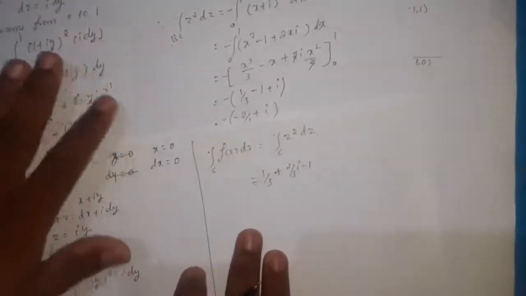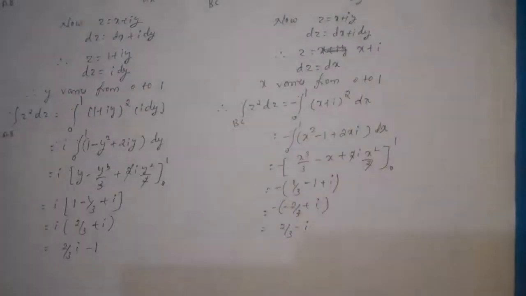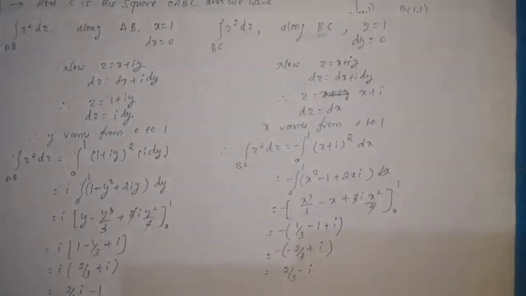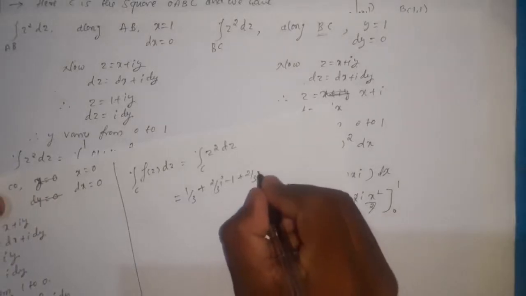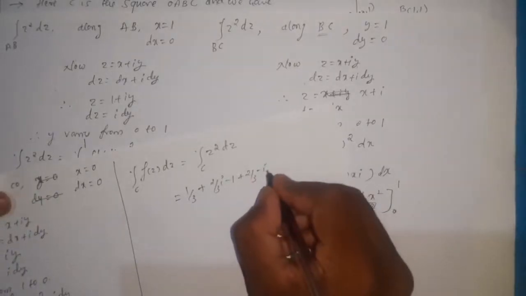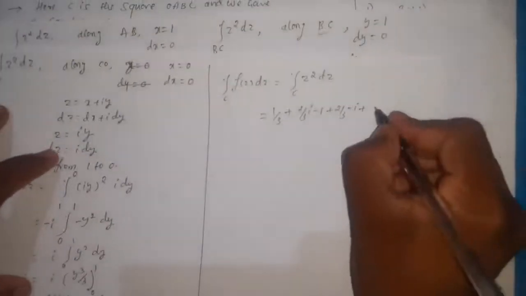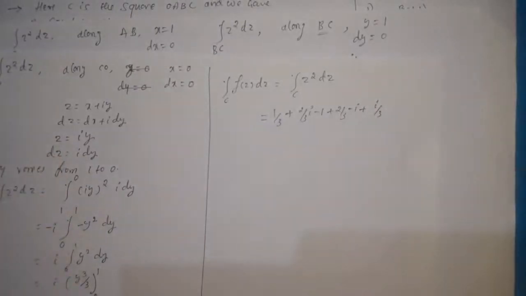And for the line BC, the answer is 2 by 3 minus i. So plus 2 by 3 minus i, plus for the last line the value is i by 3. And let us simplify this one.